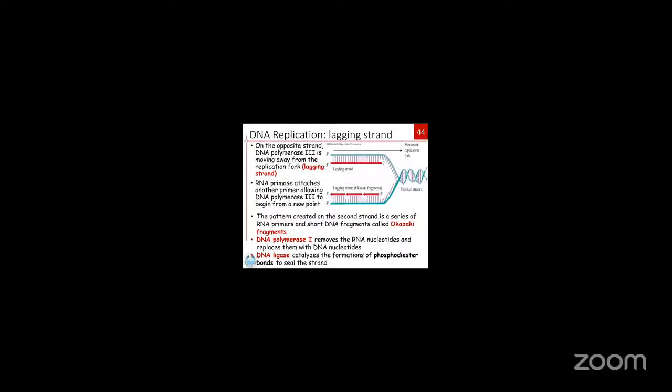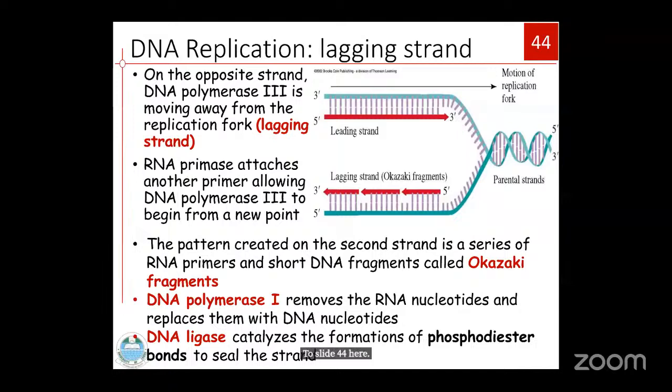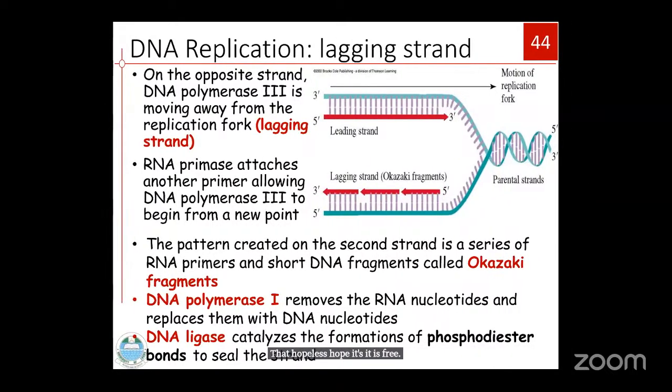To slide 44 here. This 3' is talking about the 3' on your pentose sugar that opens up, it is free so that an incoming nucleotide can bind to it with 5' that is carrying a phosphate group to form a phosphodiester bond. So synthesis starts from there and goes in 5' to 3' direction.